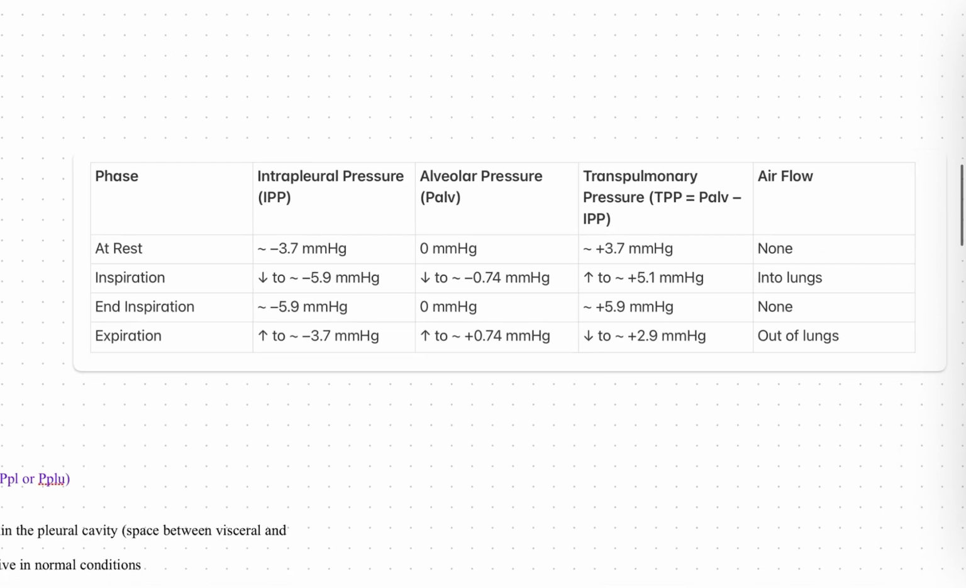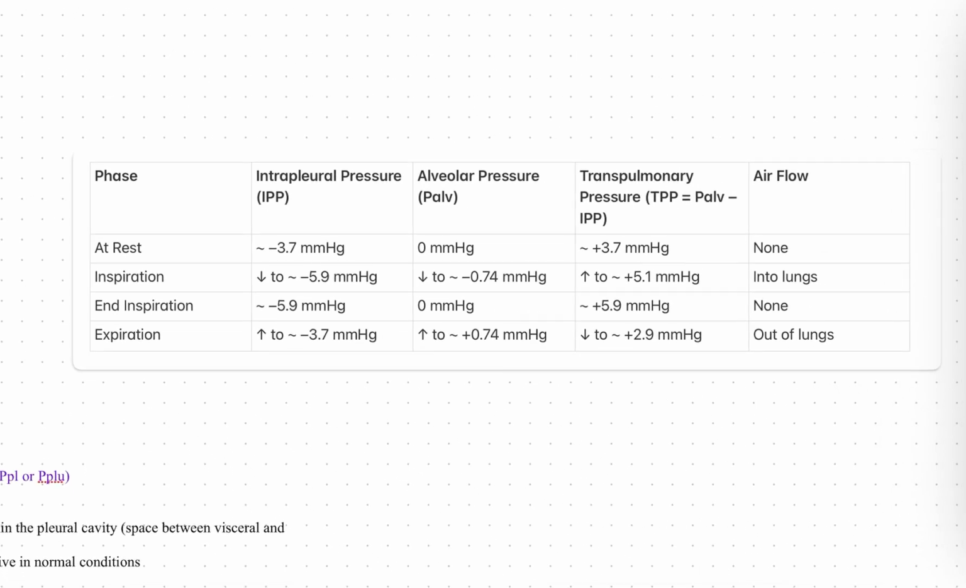Here we will see in millimeters of mercury, the intrapleural pressure, that is between the visceral and the parietal pleura. At rest it is negative, that is minus 3.7 millimeters of mercury. It becomes more negative during inspiration. At the end of inspiration it is almost equal, that is 5.9 millimeters of mercury. During expiration it increases and reaches the baseline, that is minus 3.7 millimeters of mercury. One thing we have to remember is intrapleural pressure is always negative.